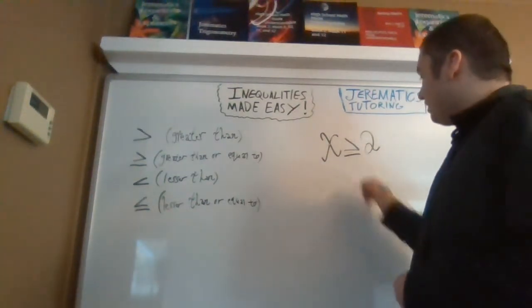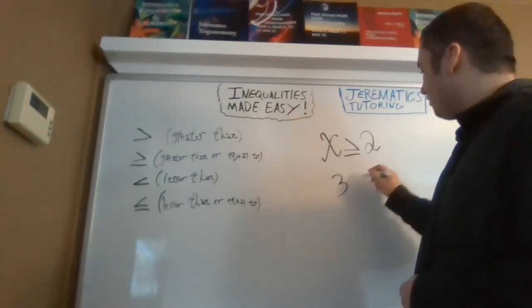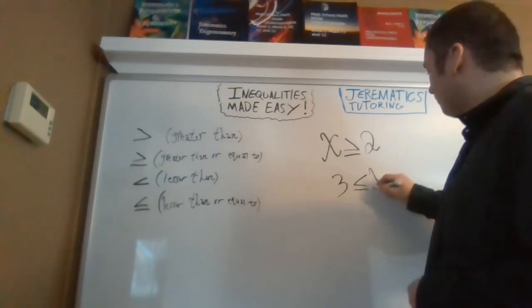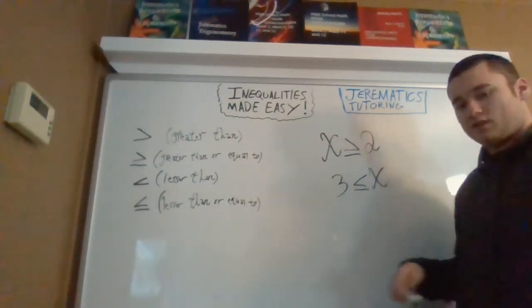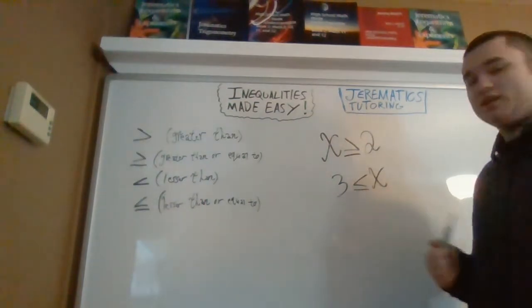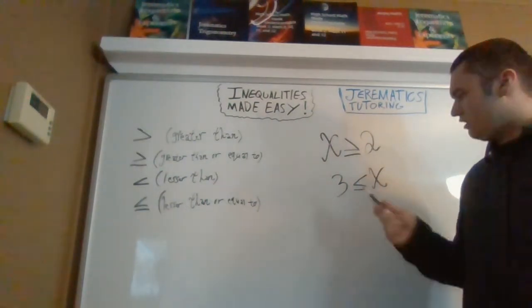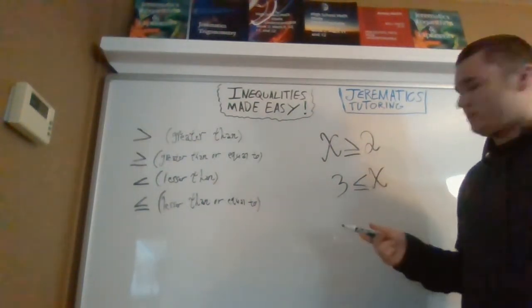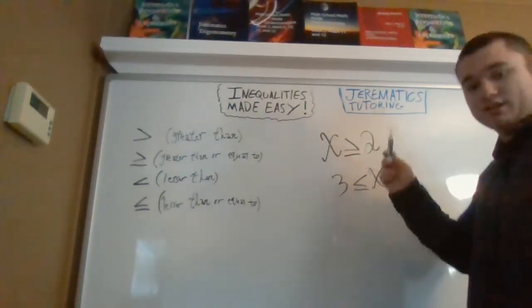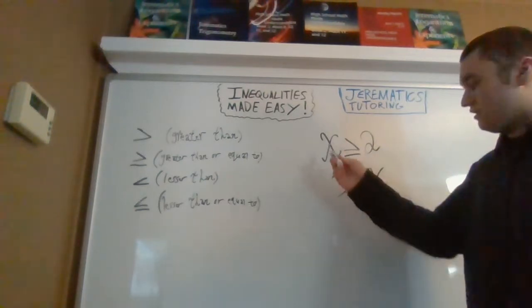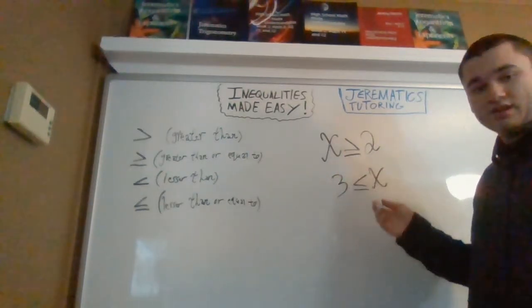Another example I can give you is 3. This is the type of inequality that always confuses students. They see a 3 on the other side, and then they see an X and they say, well, what do I do with this? Well, what you do with this is you always read your inequality from left to right. And you would read this as 3 is lesser than or equal to X.